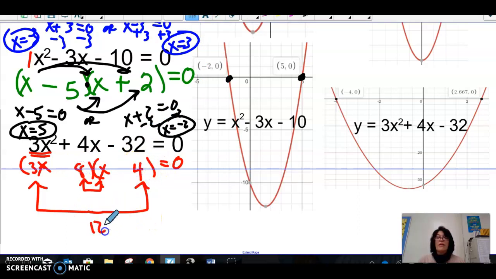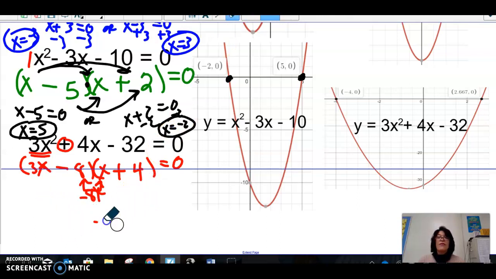Now my outer product is 12x. My inner product is 8x, and 12x minus 8x will give me the 4x in the middle. I would like the 12x to be positive and the 8x to be negative, since I notice my 4 is positive. So in order for 12x to be positive, the 4 will have to be positive and the 8 will be negative. Great. I found it. I can do a quick FOIL just to make sure, but I already did my outer and inner, so I'm pretty sure this works.